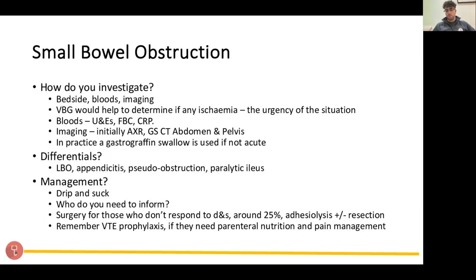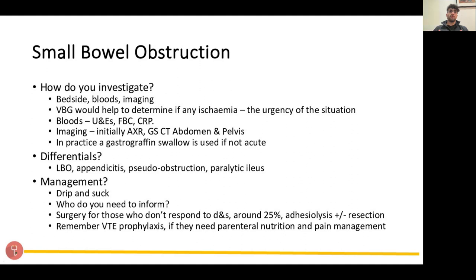The management, I'm sure you've all heard it before, drip and suck. Now, it's not quite so clear cut in practice. So you want to sort of categorize small bowel obstructive patients into two types, conservative versus active surgical management. And essentially the reason you want to categorize them into conservative or active is will this obstruction resolve by itself? So for example, if you have an obstruction as a result of adhesions, then there's a possibility that this resolves by itself. And so you would give them conservative management, drip and suck, and see if it works.